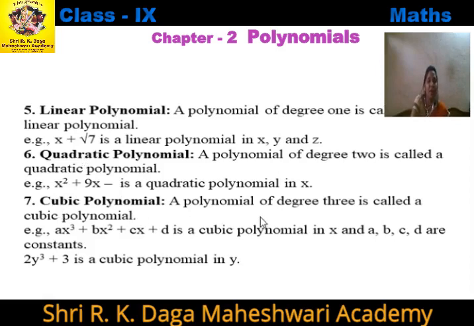Cubic polynomial. A polynomial of degree 3 is called a cubic polynomial. We can take an example: ax cube plus bx square plus cx plus d. It is a cubic polynomial because the highest power, that is the degree of this polynomial, is 3. 2y cube plus 3 is a cubic polynomial in y. This is another example of a cubic polynomial.